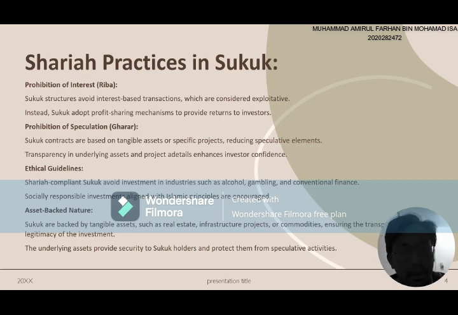Ethical guideline. Sharia compliance sukuk avoid investment in industries such as alcohol, gambling, and conventional finance. Socially responsible investment aligned with Islamic principles is encouraged. Asset-backed nature. Sukuk are backed by tangible assets such as real estate, infrastructure projects, and commodities, ensuring the transparency and legitimacy of the investment. The underlying asset provides security to sukuk holders and protects them from speculative activities. That's all from me. Thank you.